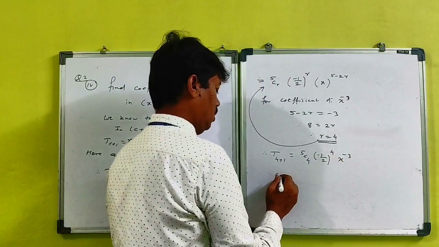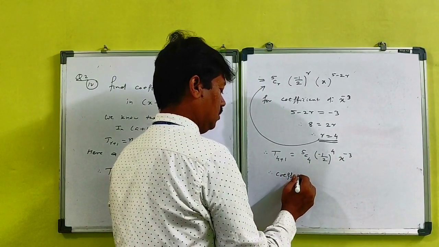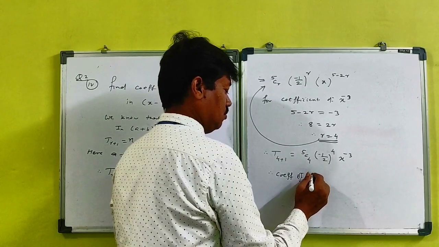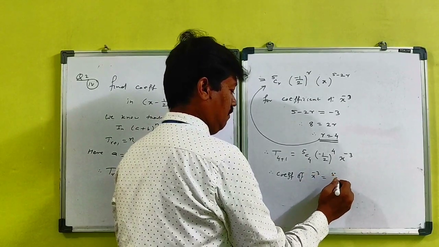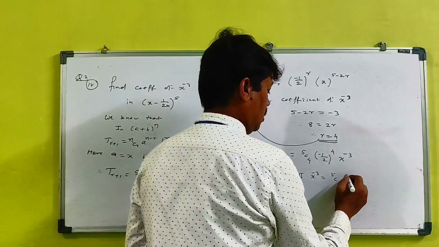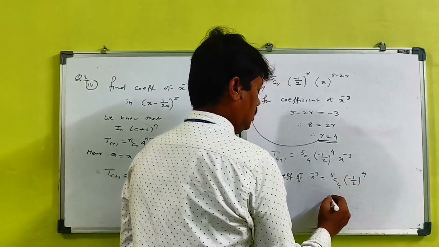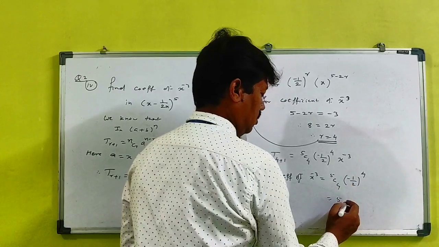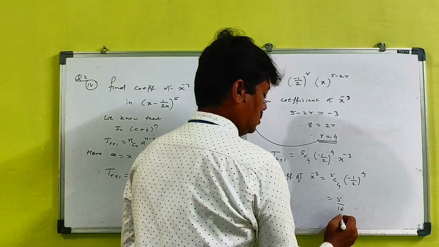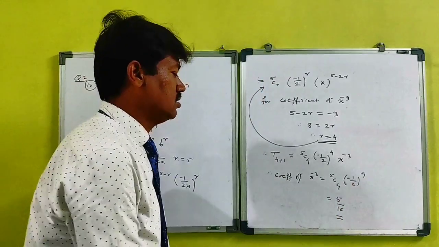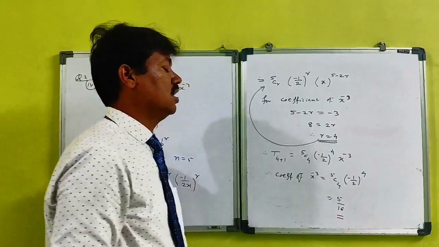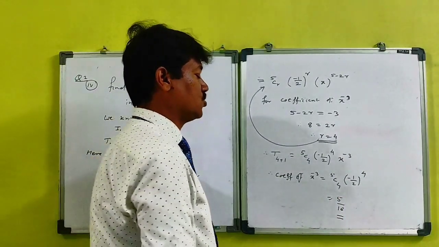And therefore, the coefficient of x raised to minus 3 is equal to what? 5C4 minus 1 upon 2 raised to 4. Now 5C4 is 5, and this is upon 16. So the answer is, the coefficient of x raised to minus 3 will be 5 upon 16.